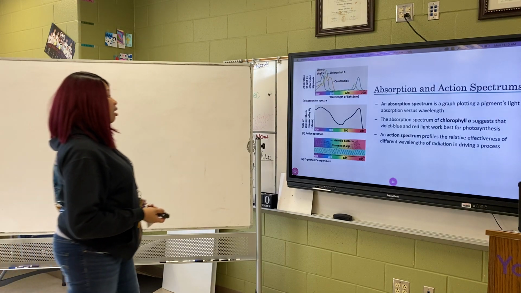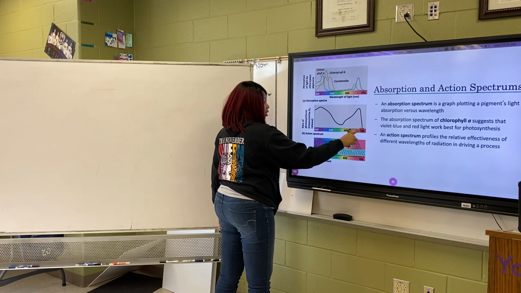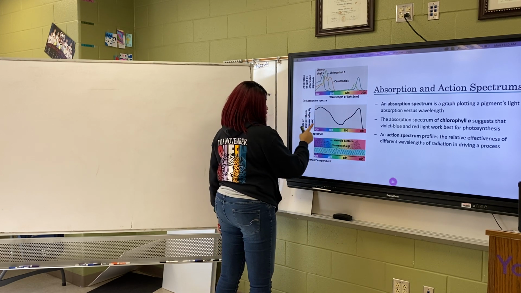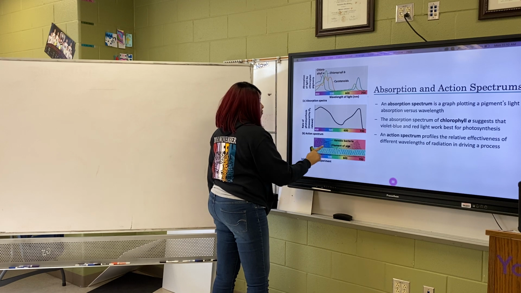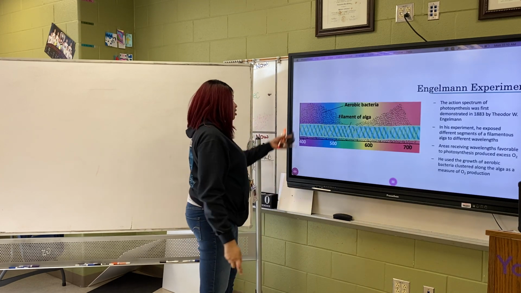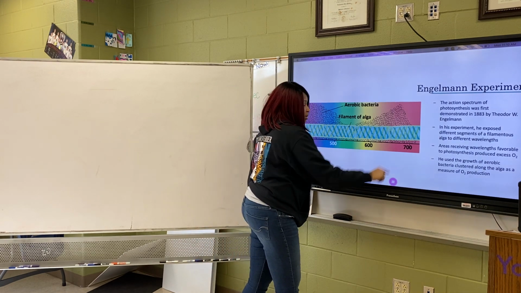So this is called an absorption spectrum. All right, so this is a graph that actually plots the pigment's light absorption. This is an absorption spectrum. This is an action spectrum, and the action spectrum is actually showing that something is happening in regards to what's going on with the other thing.